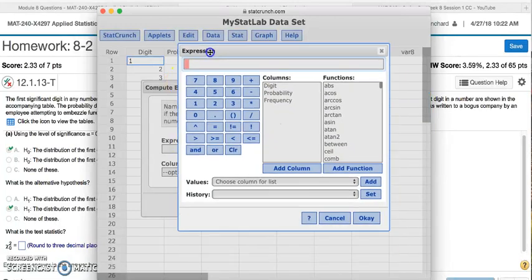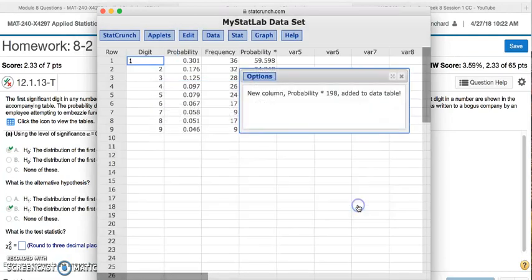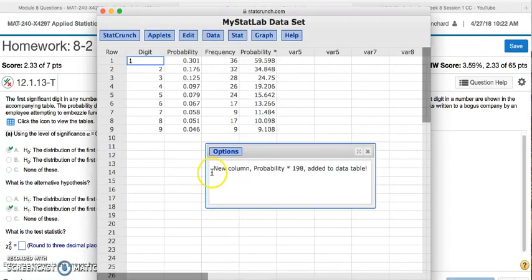But here we want to use one of our columns to calculate this expected count. So first you're going to click on Probability. Again, that's the probability from Benford's law. Click Add Column, and then we're going to multiply that by our number of checks. You can either type using the keyboard, or you can click on the calculator. Once you have your expression up in that top line, probability times 198, we're going to click OK. Then we're going to click Compute. As you see here, it gives you a little message, new column created for probability times 198.